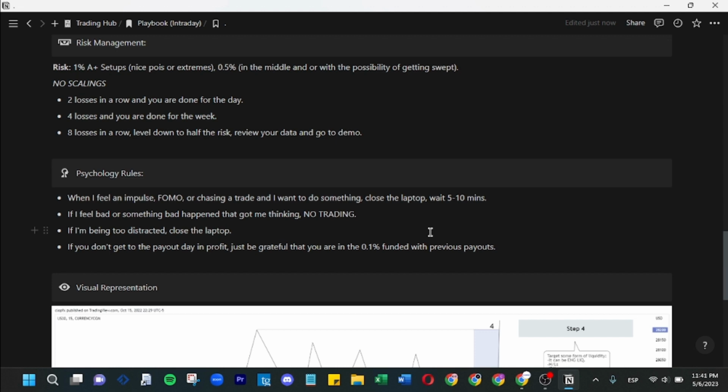If you don't get a payout or the profit, this is just a tip, a hint, a grateful type of thing, right? If you don't get to a payout day in profit, or even a month in profit, it doesn't even have to be a payout, just be grateful you're funded with previous payouts, and grateful you're having trading as your career, because it's really a blessing when you actually make it in finding your strategy and something that works, right? So it's just a hint.